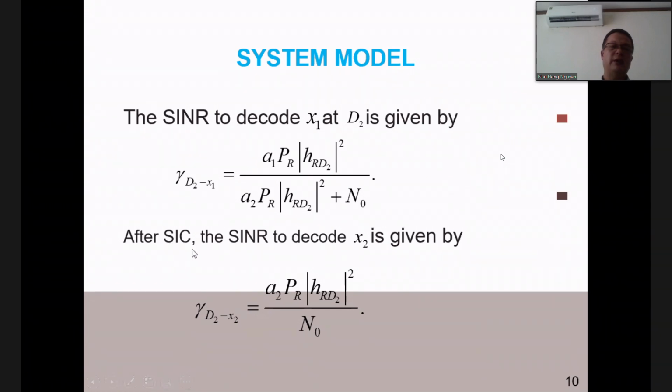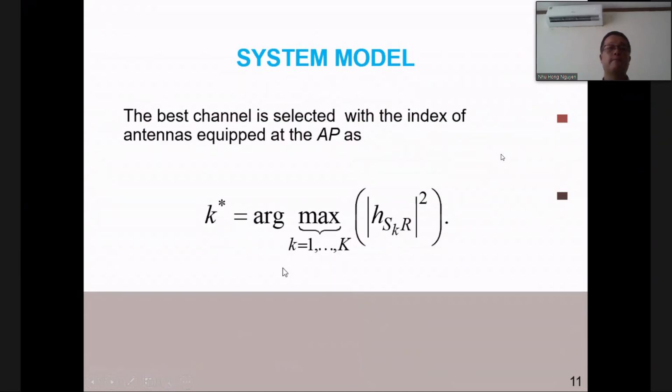After SIC, the SINR to decode X2 is given by the equation. The best channel is selected with the index of the antenna equipped at the AP, formulated as follows.